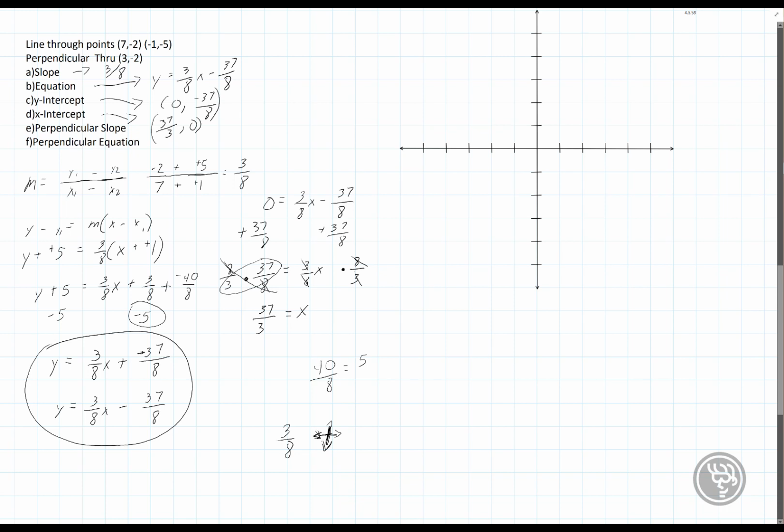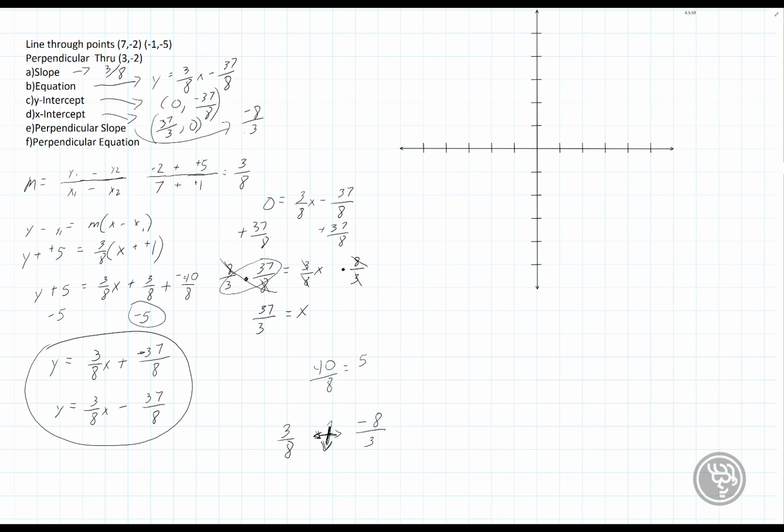Call this perpendicular. So this would be negative, the reciprocal of the 8 and the 3. Remember, you have to apply the negative. So that is the slope of the perpendicular line. Okay, so for E, come over here and say negative 8 over 3 is the perpendicular slope. That's your answer for E.